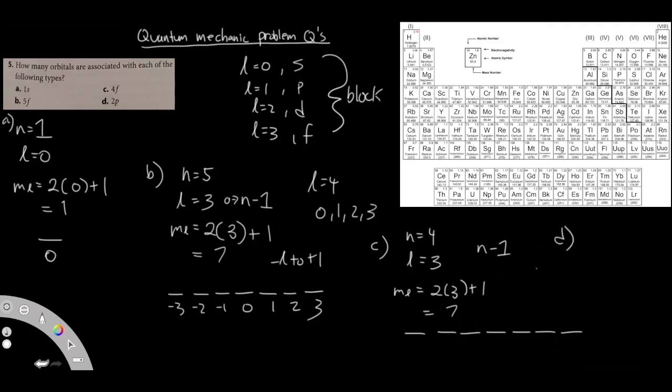And then the last one, we get 2p. Again, n is equal to 2. What is the p value here? Well, p in the block is L is equal to 1. So L is equal to 1. Okay? Well, ML is equal to 2L plus 1. So 2 times 1 gives you 2, plus 1 gives you 3. So you get 1, 2, 3. Therefore, you get 3 orbitals. All right, let's move on to another question.